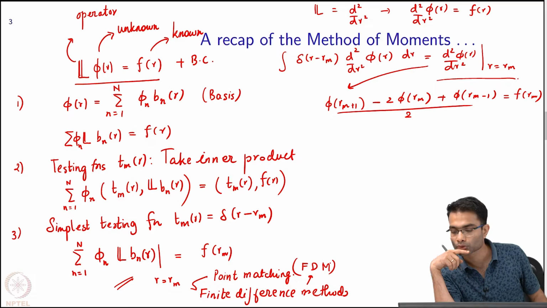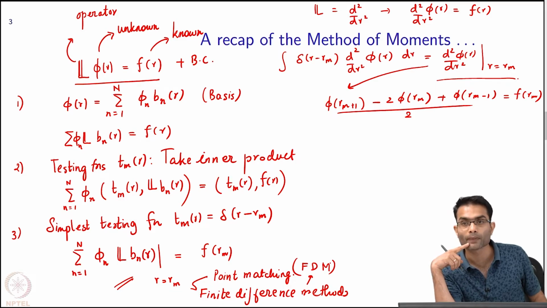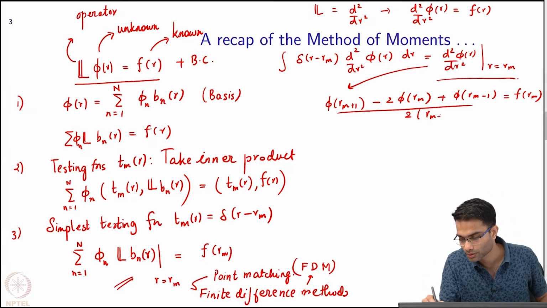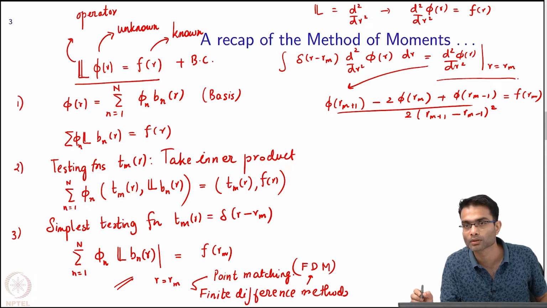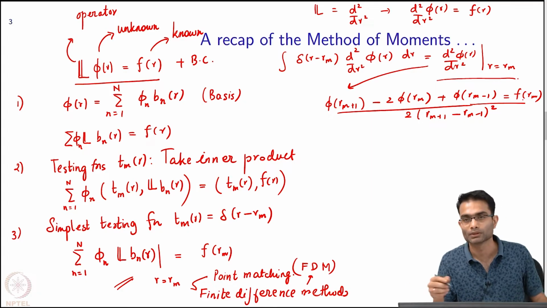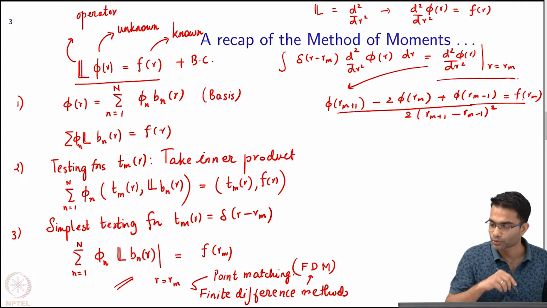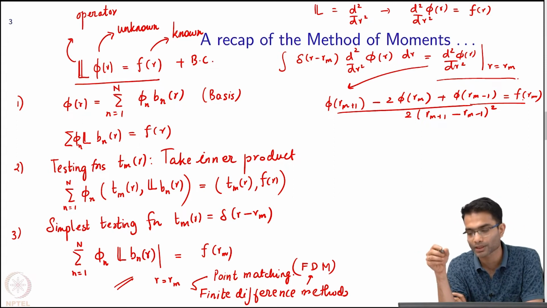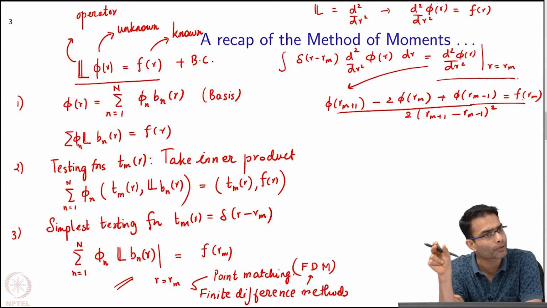Question? 2 delta R square, where? Rm plus 1? Oh, no, okay. You are saying, is that what you are saying? Yeah, okay. I assume that the separation is 1. Okay, it's good to be more precise. You are asking what should be the separation between the node points?